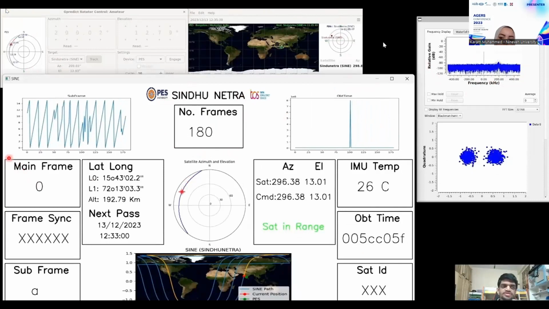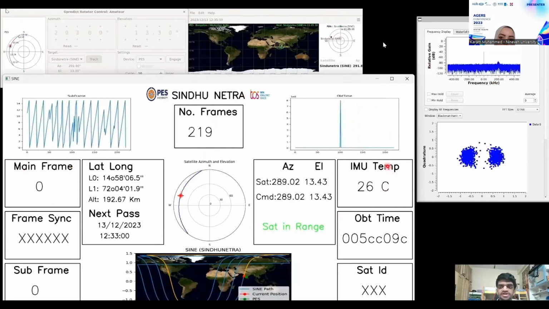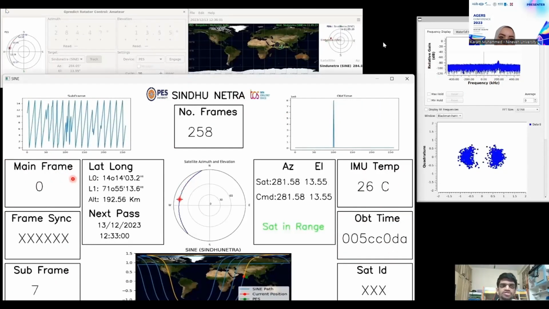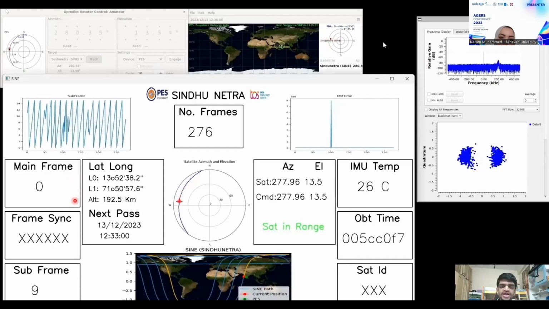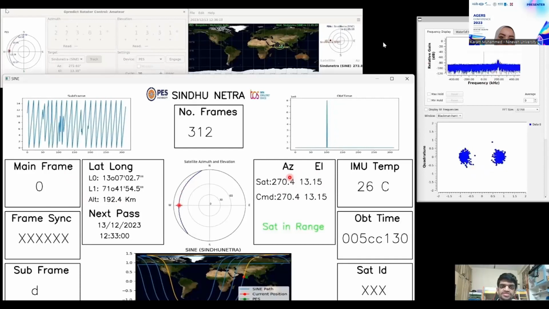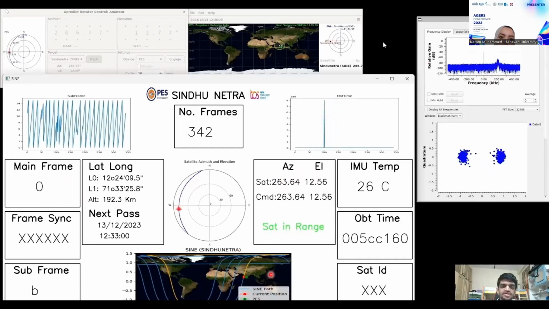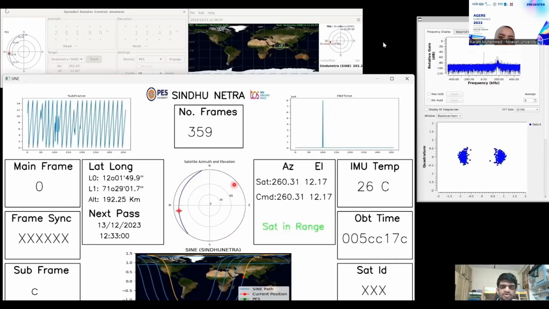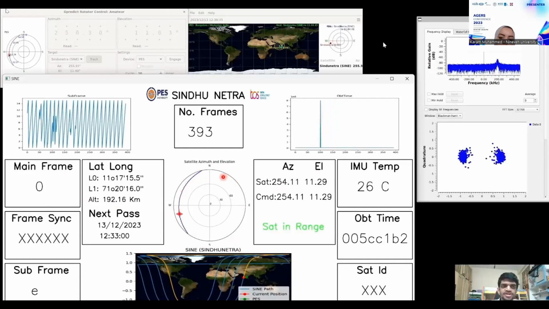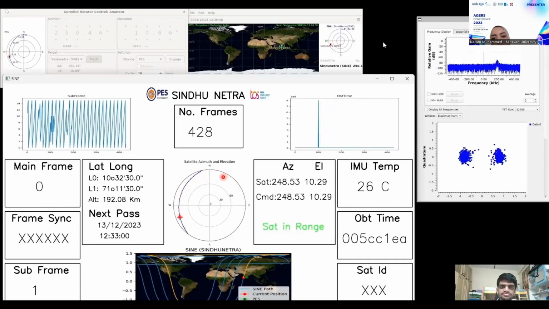The telemetry parameters include the mainframe ID, the subframe ID, the temperature of the IMU, the onboard time of the satellite. Also, the latitude, longitude, and altitude of the satellite, along with the live azimuth and elevation values needed to track the satellite, are shown. The ground trace of the satellite, along with the azimuth elevation polar plot, is also shown on the GUI. Subframe plots and OBT time plots are also plotted in real time and shown on the Python GUI.